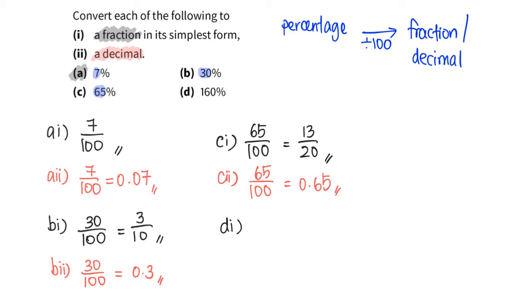D part 1, 160%, so 160/100. This will give me 8/5. Should write it in mixed number, 1 and 3/5. And to write it in decimal will be 1.6.